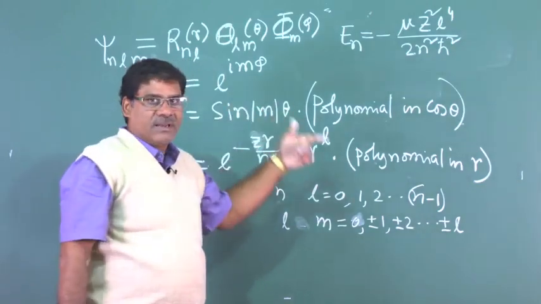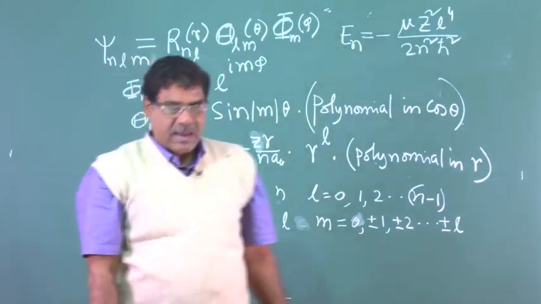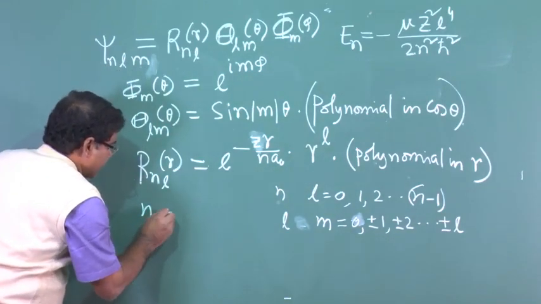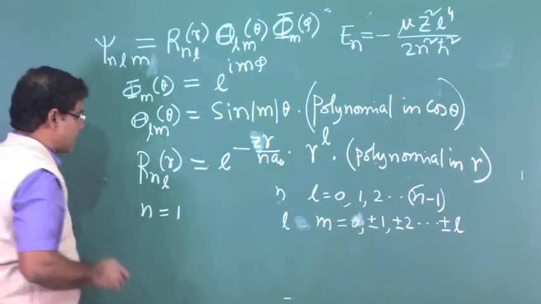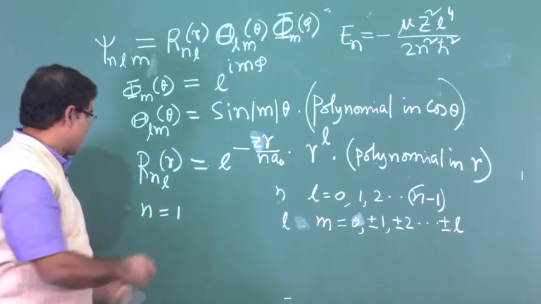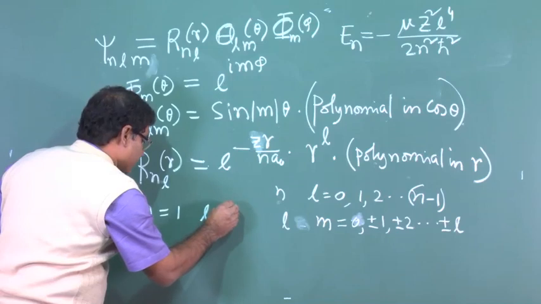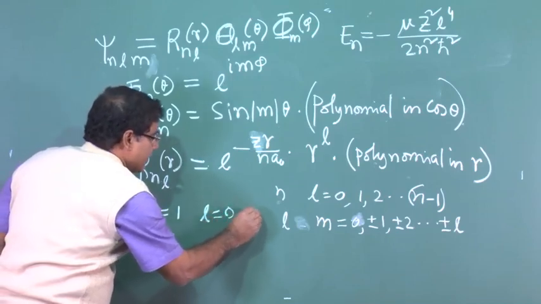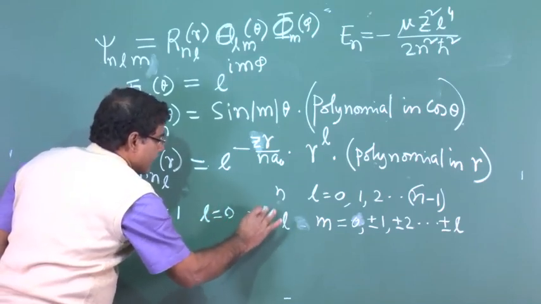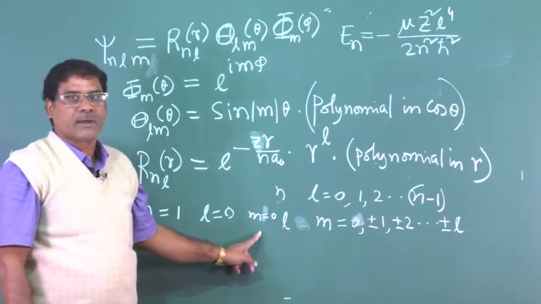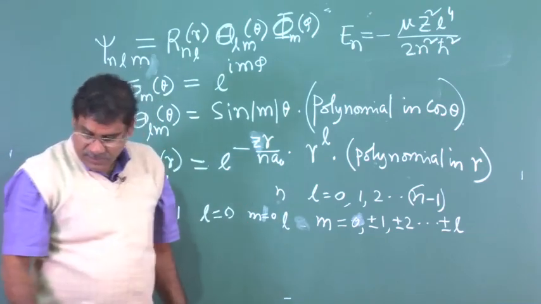Now, for the first few values of n, take n equal to 1. What is the value of l and m l? l equal to 0 and m l equal to m equal to 0.